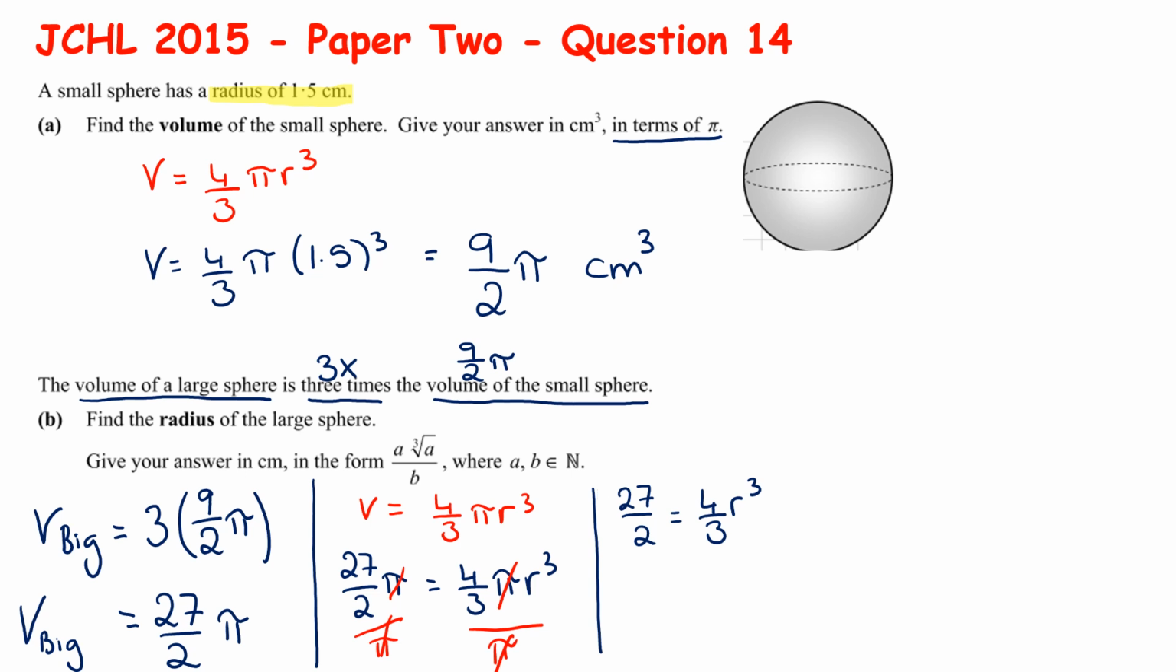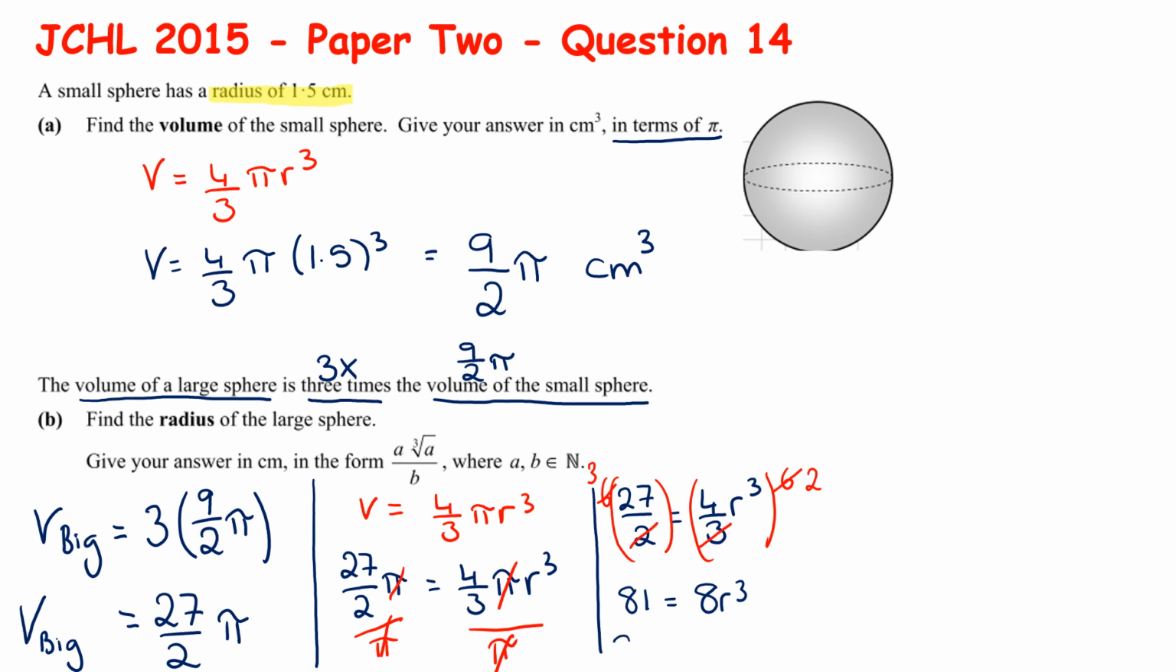So let's multiply both sides by 6. That will get rid of both of our fractions. So 3 in the bottom, 3 in the top, that goes twice, 2 into the bottom and 2 into the top, that goes 3 times. So we have 3 times 27, which is 81, is equal to 2 times 4, 8 r cubed.